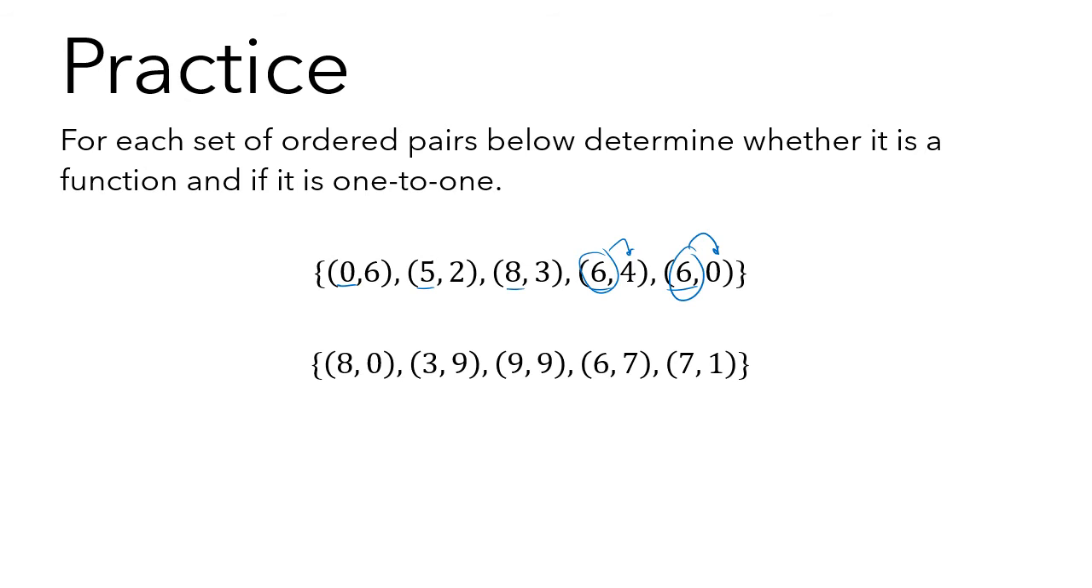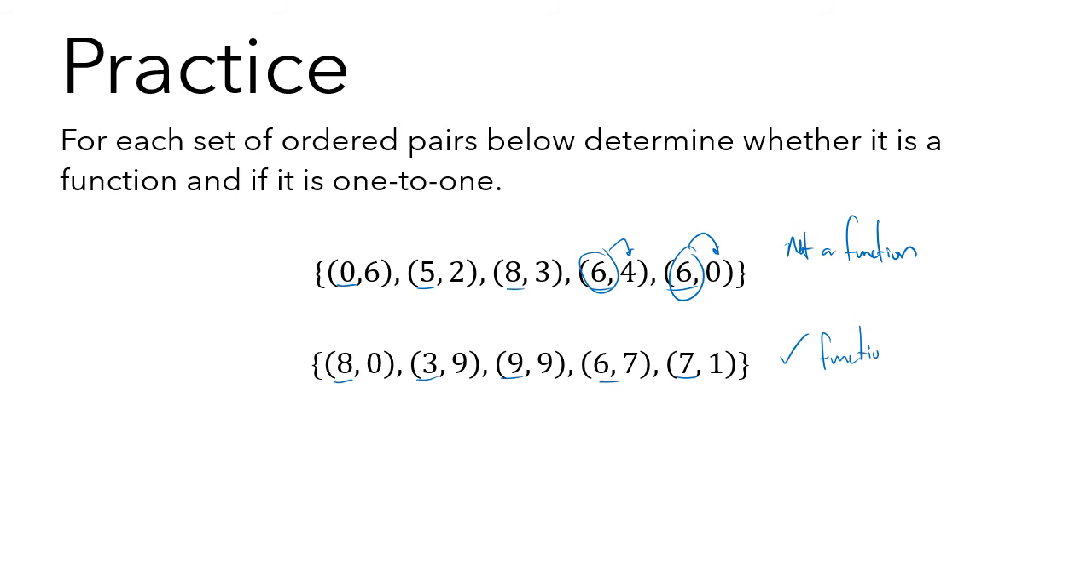Therefore, we have an input value which is not uniquely determining an output value. So if I give you 6, I don't know, is the answer going to be 4 or is it going to be 0? So this is not a function. It's a relation, but not a function. What about this next one? Starting with x, 8, 3, 9, 6, 7, no repeats, so we're good, it is a function.